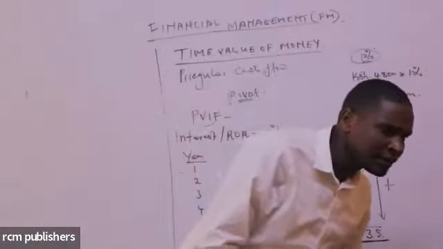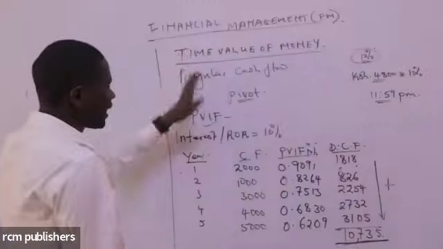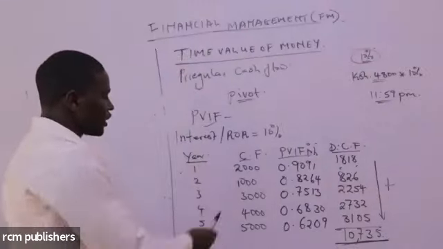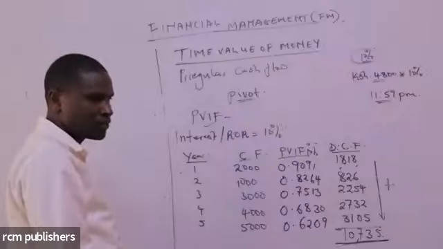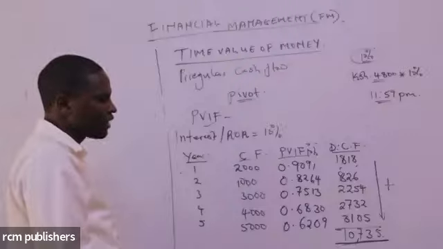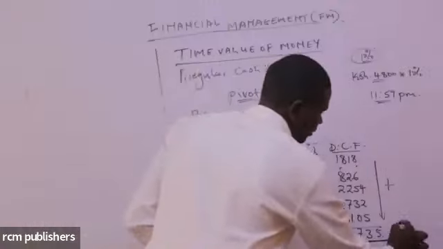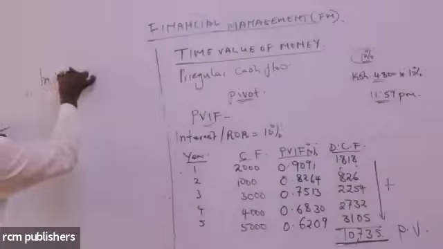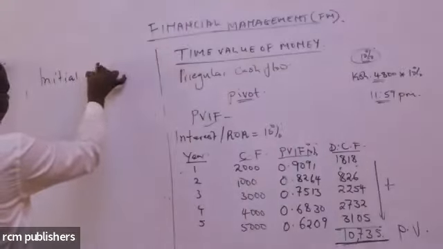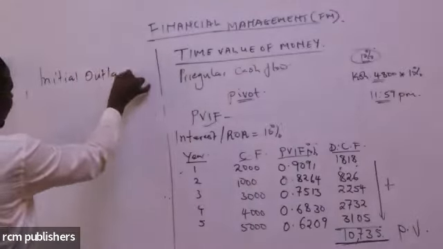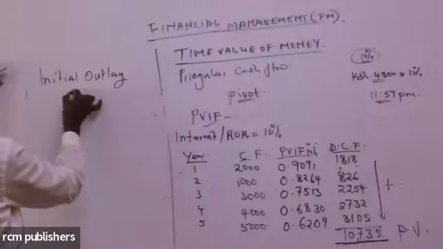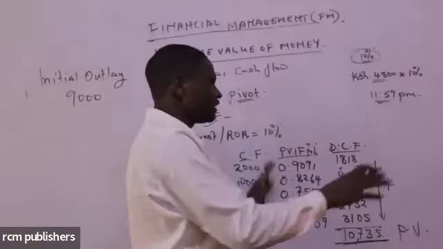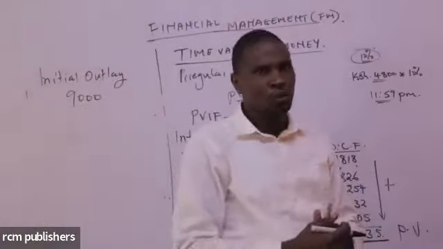Assume this is Brian's project. Brian is an investor, and the project had this type of cash flow, right? At the end of the day, Brian got this present value, and the initial outlay or initial investment for Brian when starting this project was 9,000.